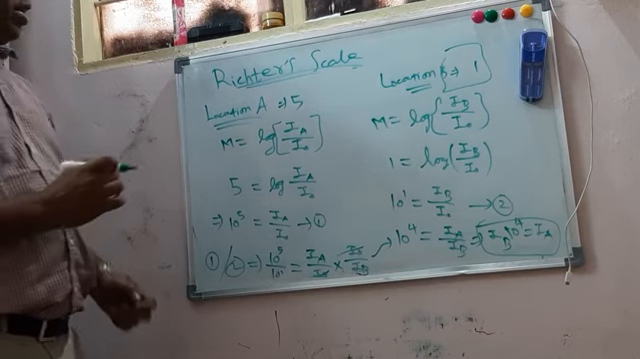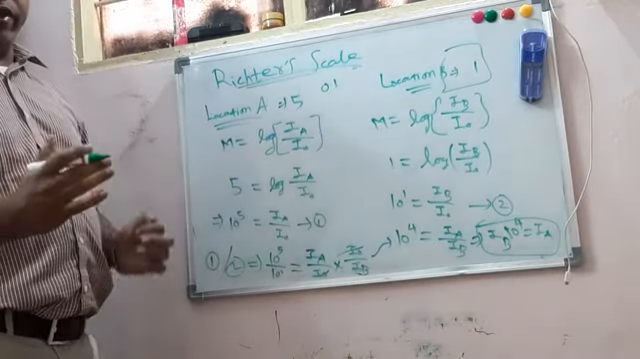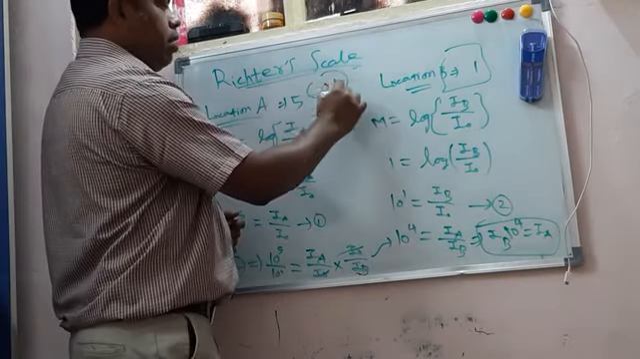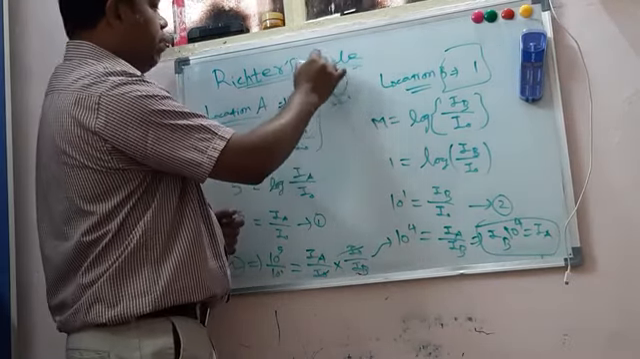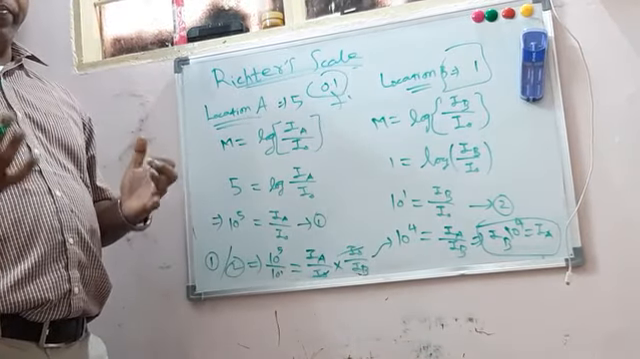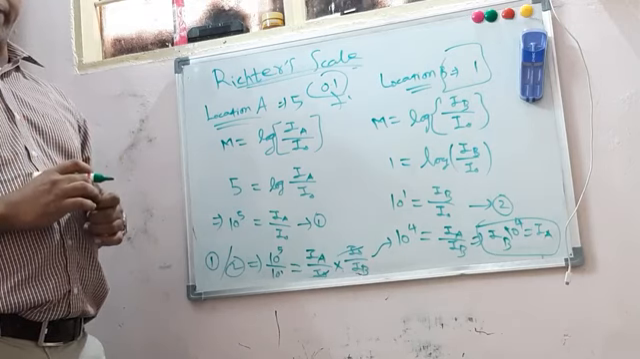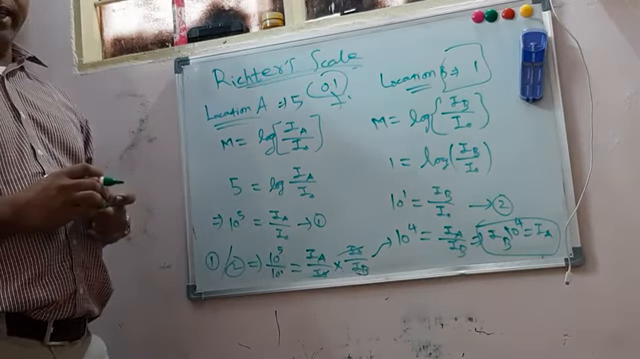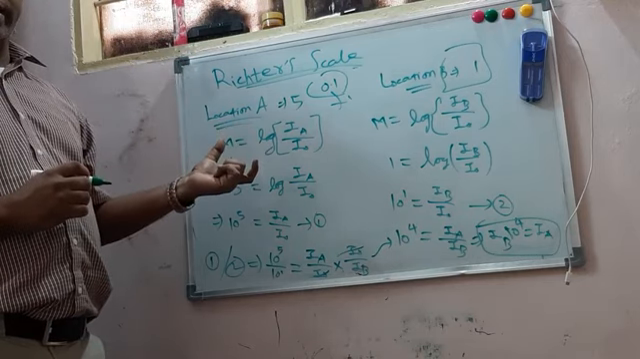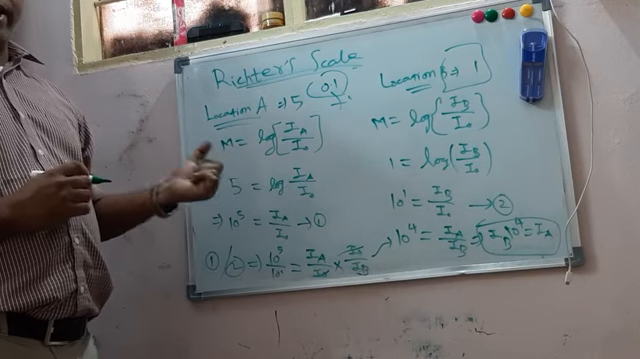So that is how even a 0.1 difference in the Richter scale gives a lot of impact on the earthquake's magnitude or intensity. So any small change is a very important matter here.